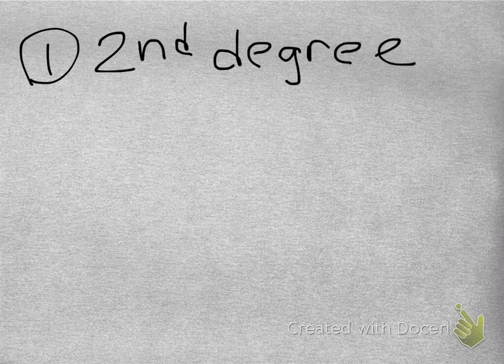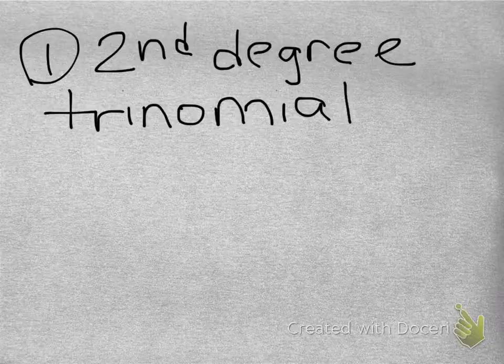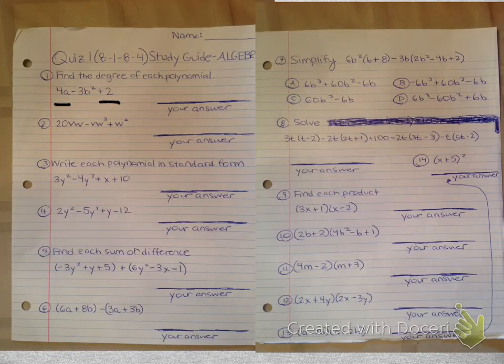Since there are 3 terms, you can go a little further and say that it's also a trinomial, which means 3 terms. Then we look at number 2. Number 2, the first term is 20VW, so the V and the W both have an exponent of 1. If you add those together, that makes the exponent for the term 2. Then if you look at the next term, VW cubed, the V there has a 1 as the exponent, and the W has a 3. So if you add those together, that would be a 4.